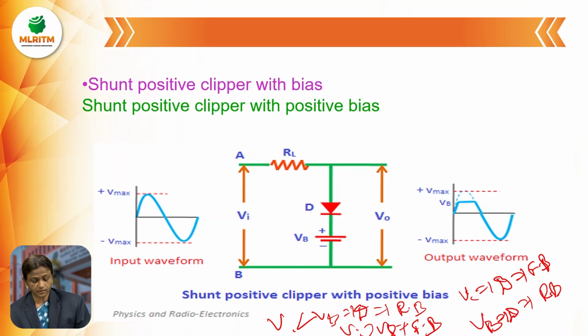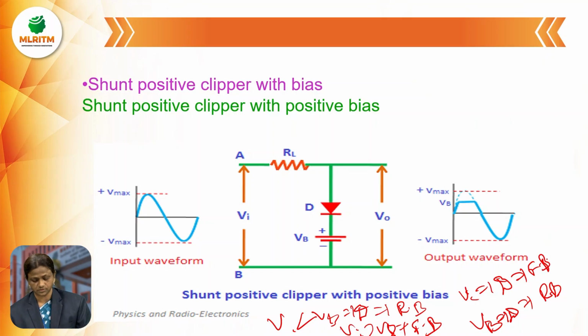During the positive half cycle, terminal A becomes positive and terminal B becomes negative. When terminal A becomes positive, the positive terminal is connected to the anode of diode D, so diode D is in forward bias. In the biasing voltage, the positive terminal is connected to the cathode of diode D, so diode D is in reverse bias. So due to VI, diode D is in forward bias, and due to VB, diode D is in reverse bias.